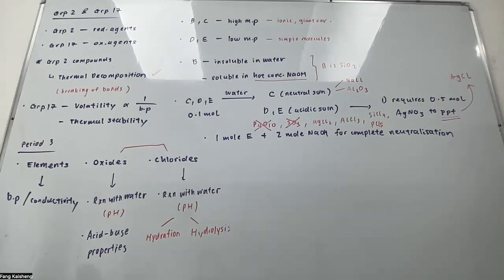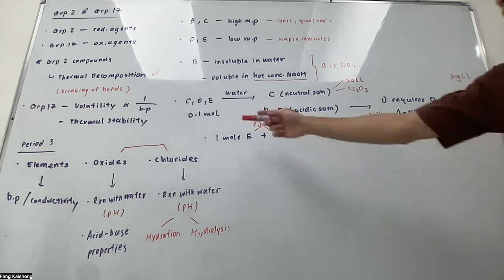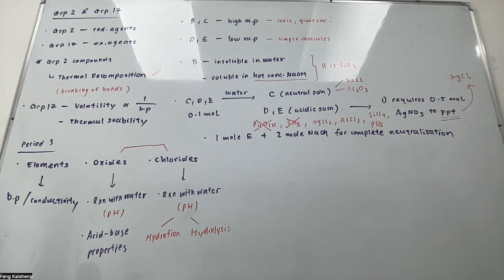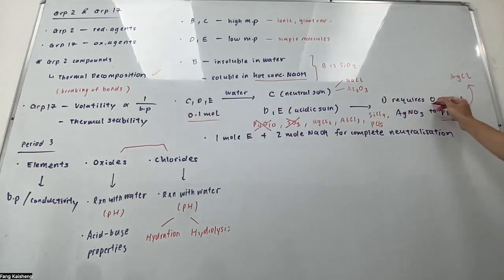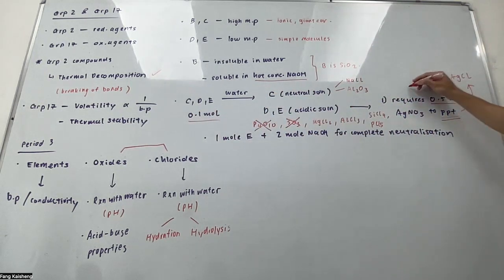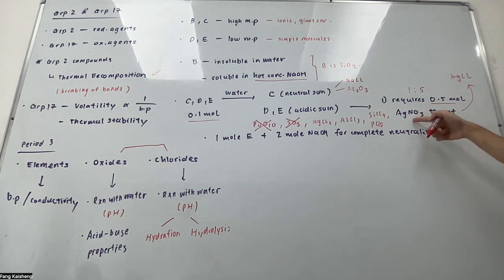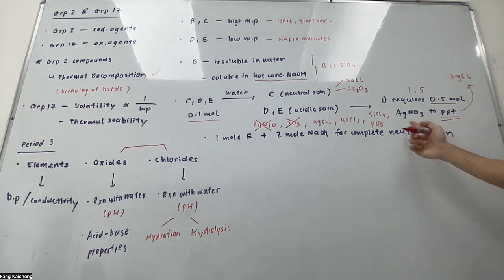How do we narrow this down? What information do we now need to use? You all see the 0.1 and 0.5, right? The numbers they never give for fun. What is the mole ratio over here? 0.1 and 0.5. It is a 1 to 5 ratio, right? So 1 to 5 ratio, that means you need 5 AgNO3. That means you also have 5 Cl ions. Which one of these compounds has 5 Cl?